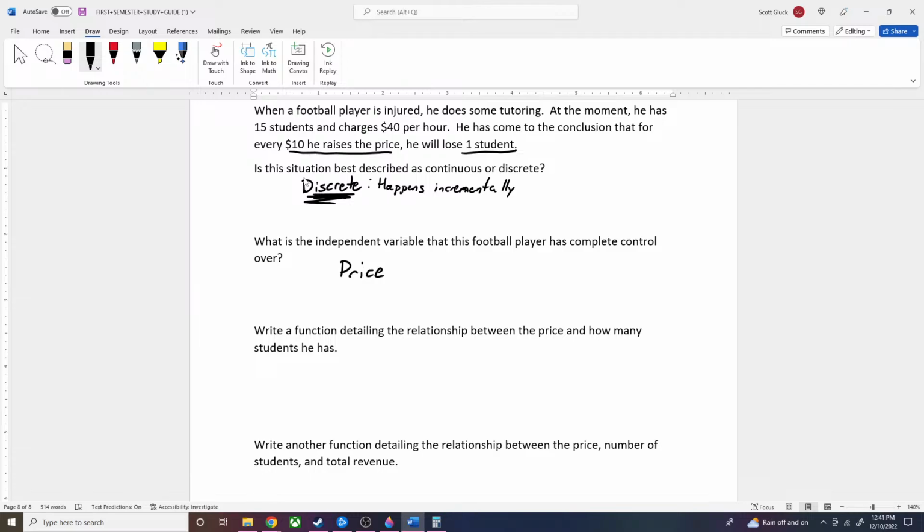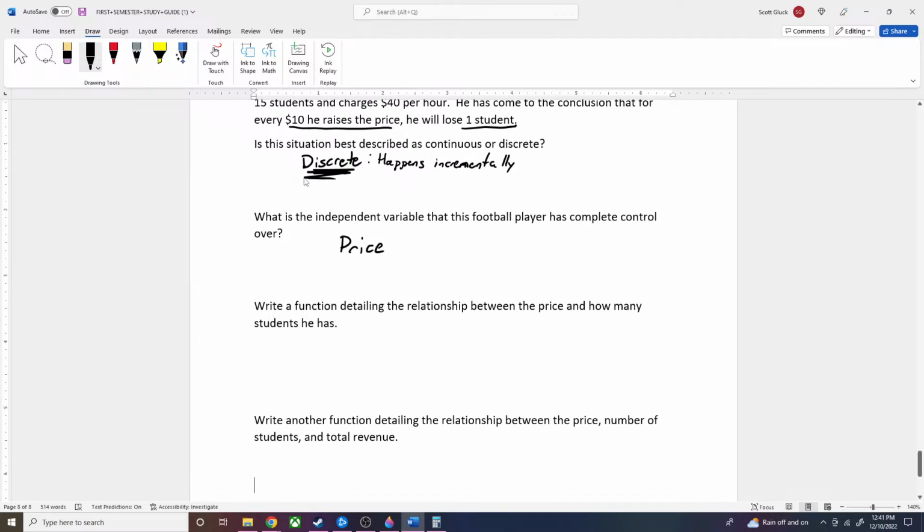Now, next question. Write a function detailing the relationship between the price and how many students he has. Okay, so now we're getting into actually writing this function. And what I would like to point out is that when we're talking about writing this function, we need to identify first, what kind of function is it? Step 1, what kind of function are we dealing with?